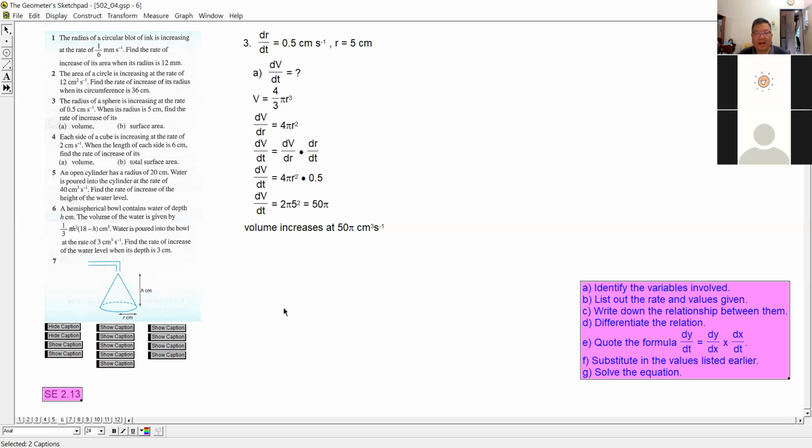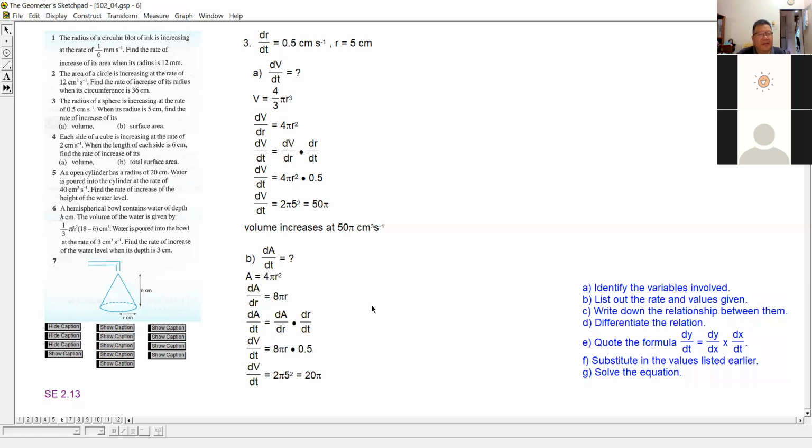Okay, so we have 5 minutes left. Now I show you part B. In part B, they ask you to find the rate of increase of its area. So that means they want to find what? dA over dt. Correct.